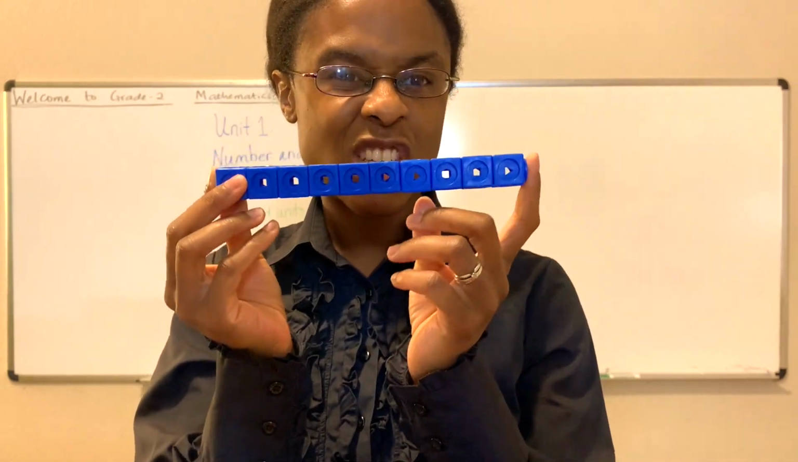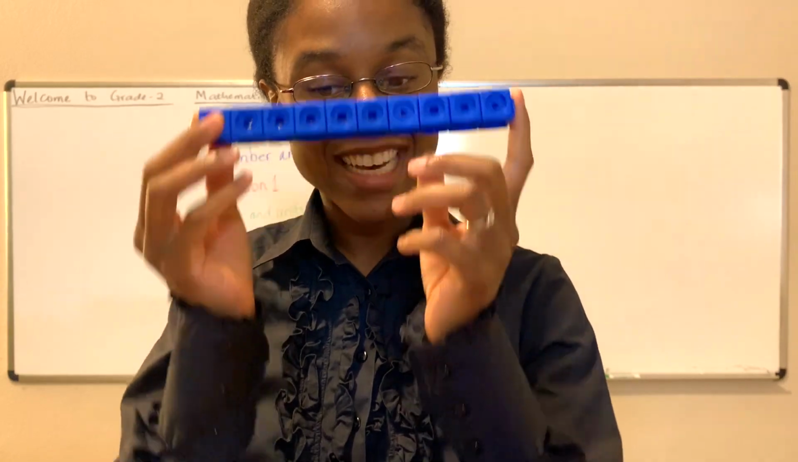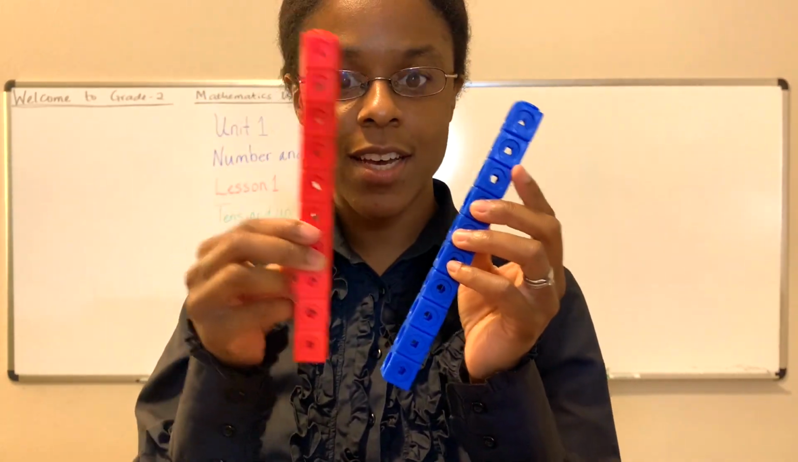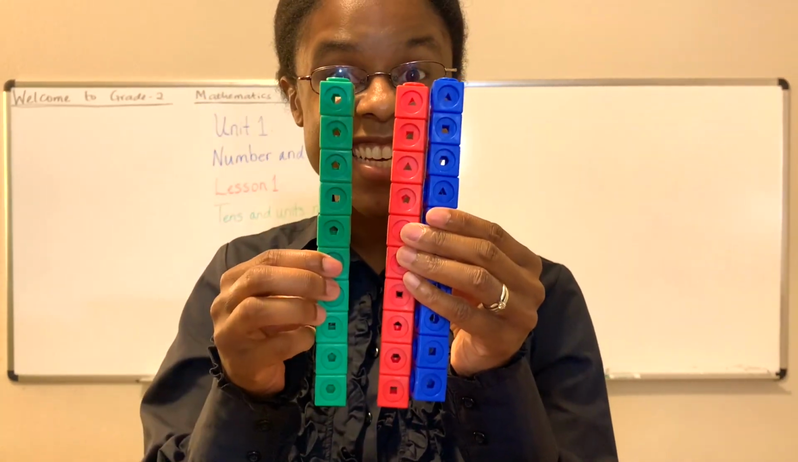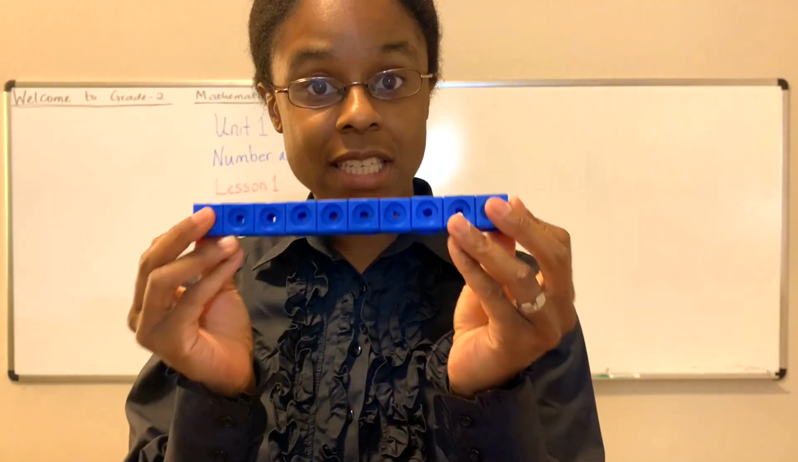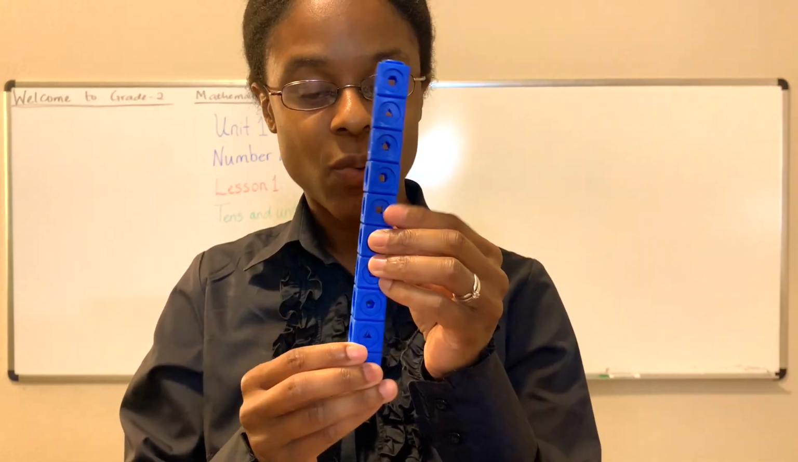When you put 10 cubes or objects together, we call it a 10. This is a 10. This is a 10. And guess what? This is a 10, and I can go on and on and on. When you combine two of these together, you get two 10s.